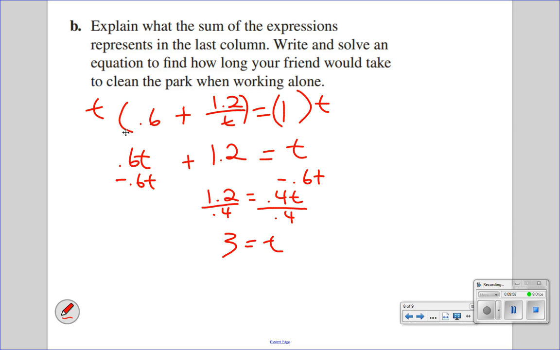Now we'll notice, remember, t is the number of hours your friend takes to clean one park. So he's clearly working a little bit slower than you are.